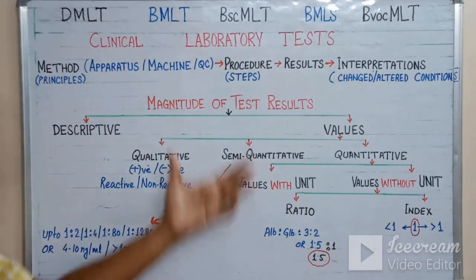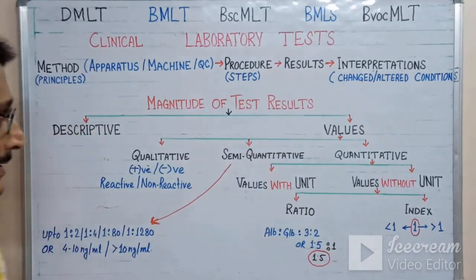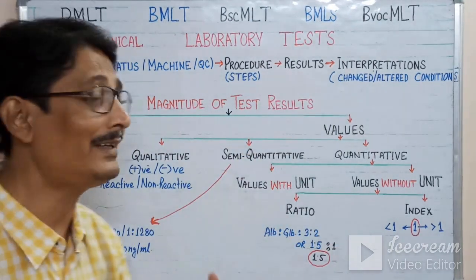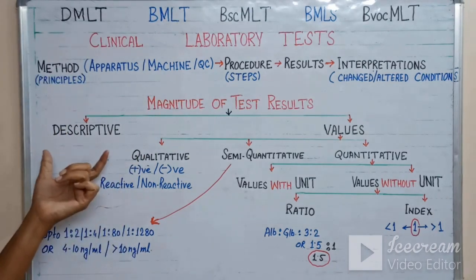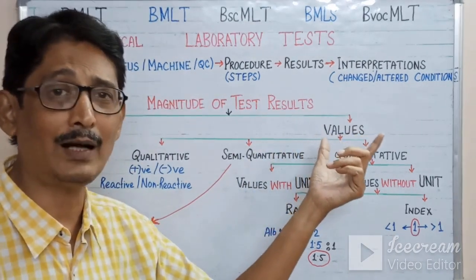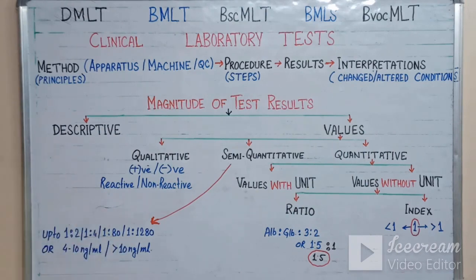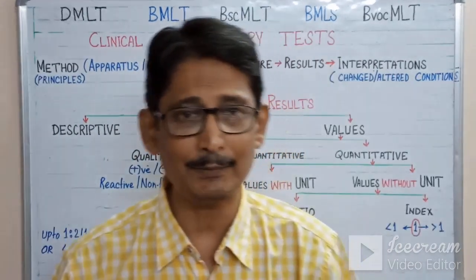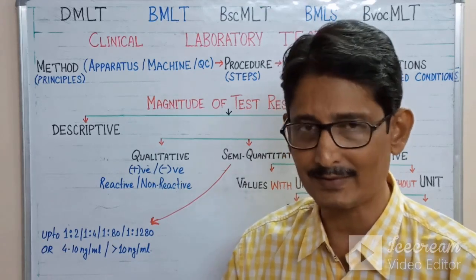So now the magnitude of test result. When you get the results of a test, it may have many magnitudes. What are the main magnitudes? Either it is descriptive or it gives you a certain value. Now if it is descriptive, for example when under the microscope you are going to study some blood cells.